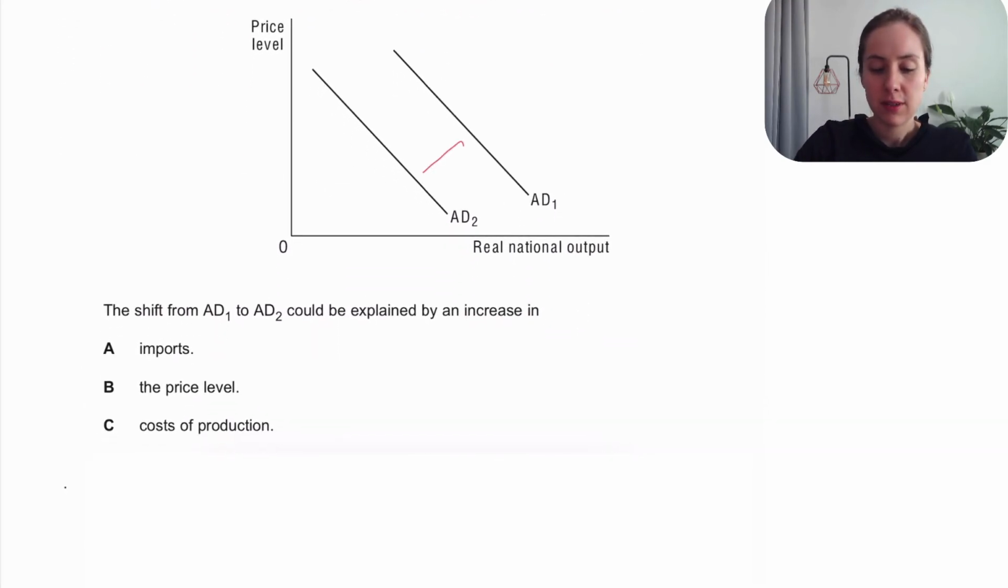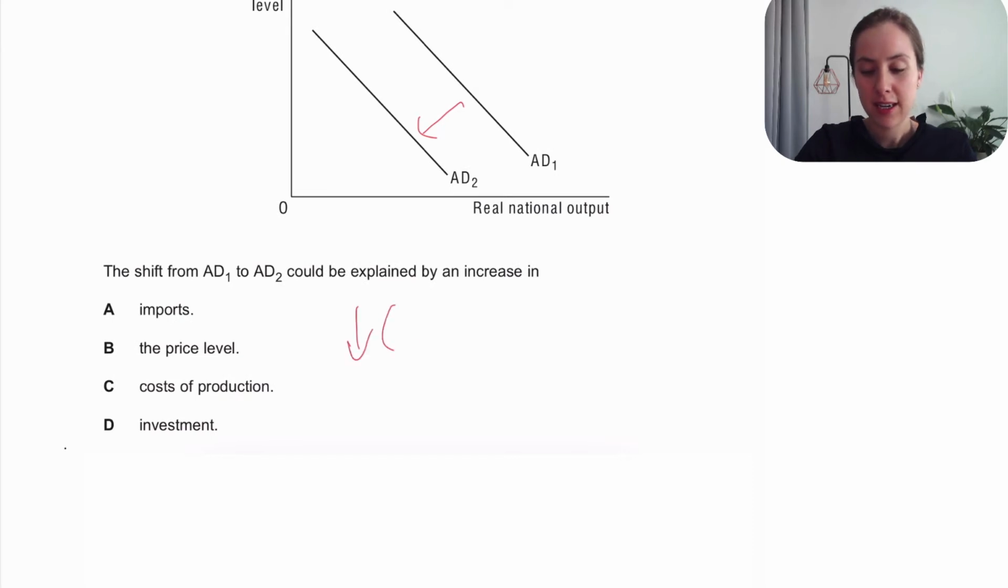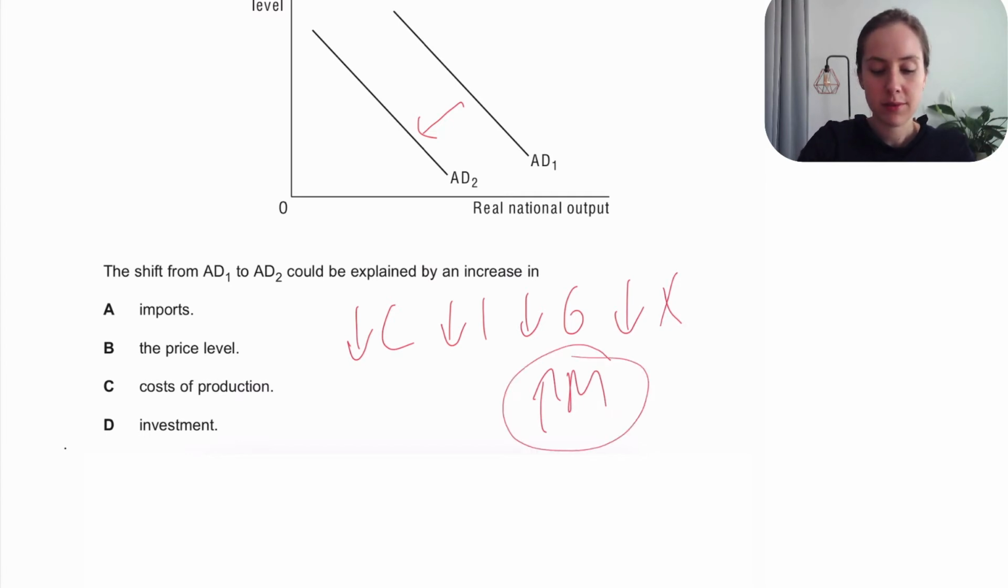Aggregate demand is decreasing. So we're looking for less C, less I, less G, less X, more M. Could be explained by an increase in imports.